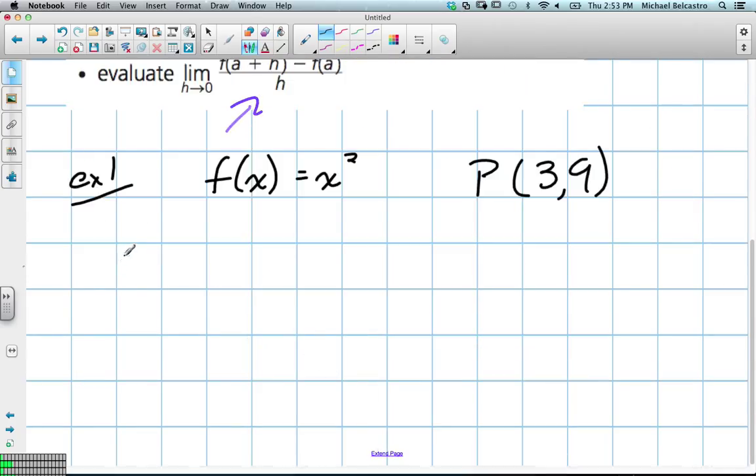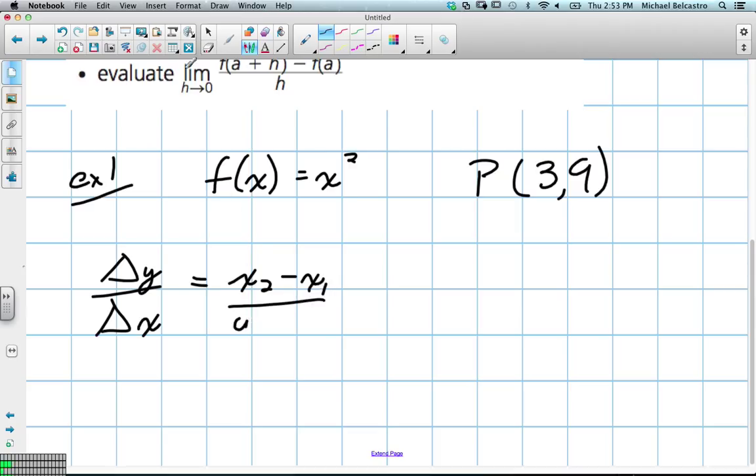When we're talking about rate of change, we're talking about the change in y over the change in x. And if you guys remember, that's essentially the slope of a line: y2 minus y1 over x2 minus x1. Sorry, I had that upside down. Okay? And in order to do this, we need 2 points on a straight line.